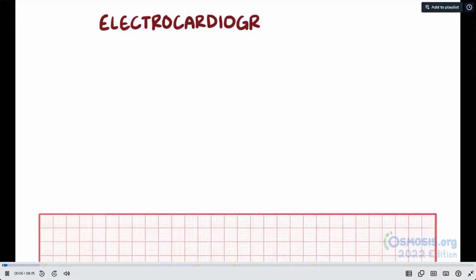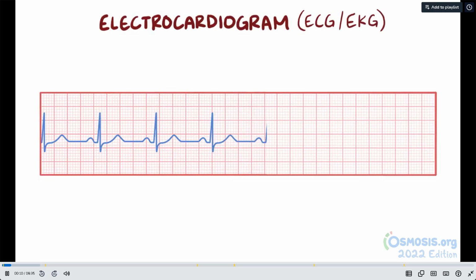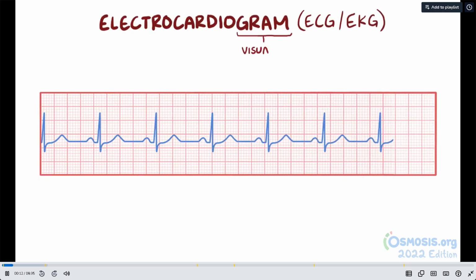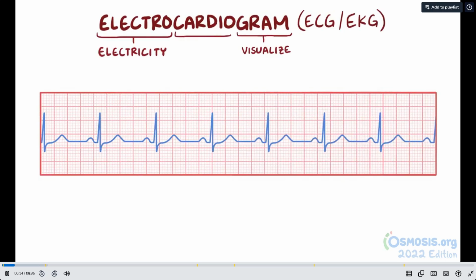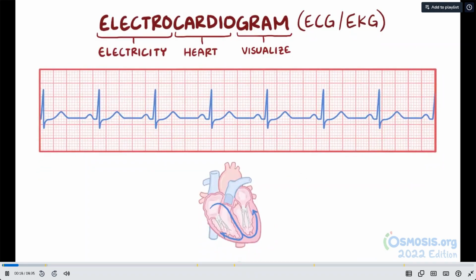An electrocardiogram, or ECG, or the Dutch or German version of the word, EKG, is a tool used to visualize the electricity that flows through the heart. An ECG tracing specifically shows how the depolarization wave moves during each heartbeat, which is a wave of positive charge. And the way it looks depends on the set of electrodes you're using.